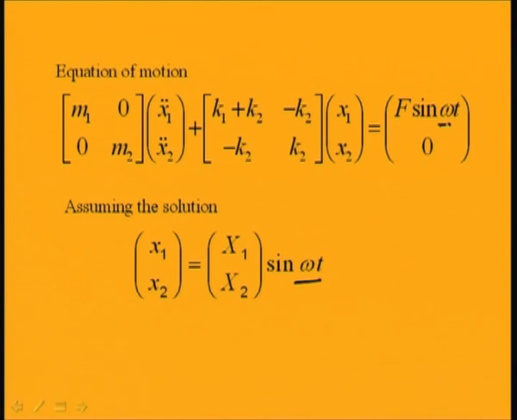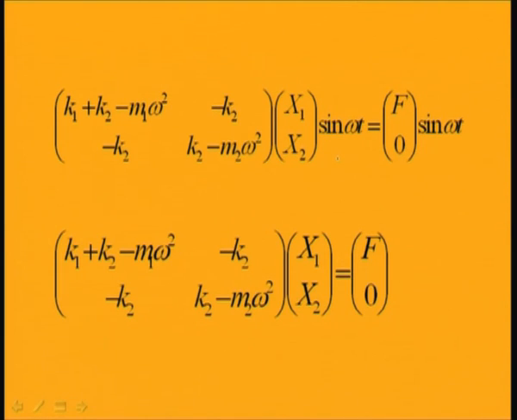So, you may note the forcing function has a frequency omega, and here the solution also we have assumed with a frequency omega. So, this x1 x2 can be written as x1 x2 sin omega t. By substituting this in the equation, I can write k1 plus k2 minus m1 omega square, minus k2, and k2 minus m2 omega square, into x1 x2 sin omega t, which becomes f0 sin omega t, 0. I can delete these omega t terms, so it will reduce to this form.